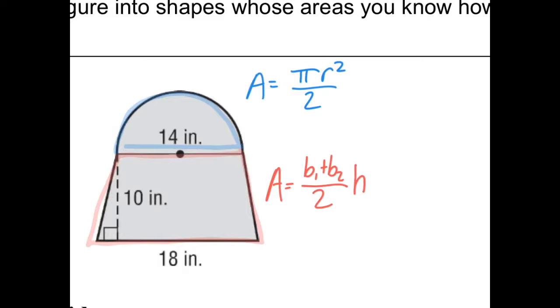So for the semicircle, I'm going to be doing 3.14 for pi. I'm going to do that times the radius. Now, right here, it would be a whole circle, and halfway across would be our radius. So if our diameter is 14, our radius will be 7, and we have to square that. And we'll divide that by 2.